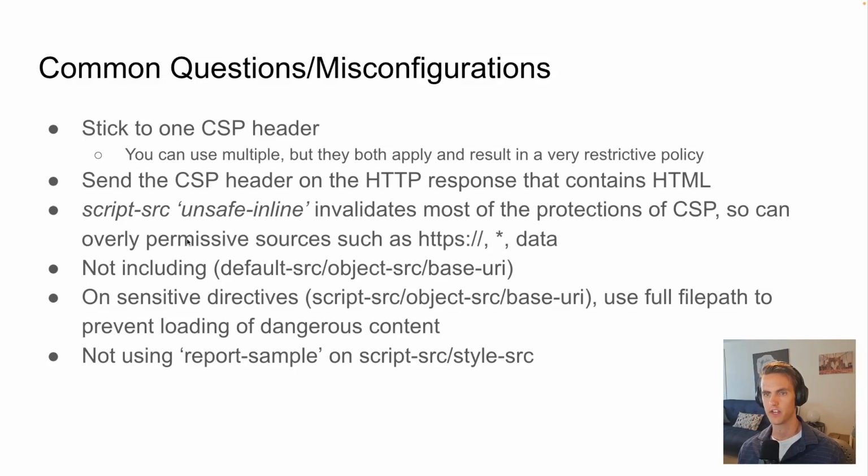Another common misconfiguration is not including default source, object source, and base URI. Default source should either be self or none. If you can do none, obviously that's the best. Object source, if it can, should be none. And base URI, if you can, it should be none. These are all very security sensitive. Same with script source, but almost everyone has a script source. Sometimes these are forgotten, and these should either be none or self, but ideally none if you can do it.